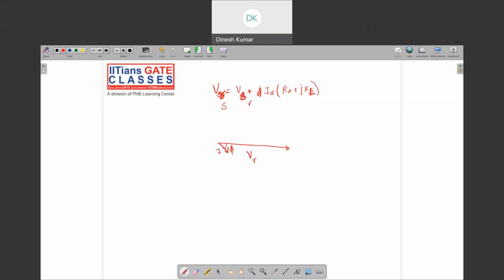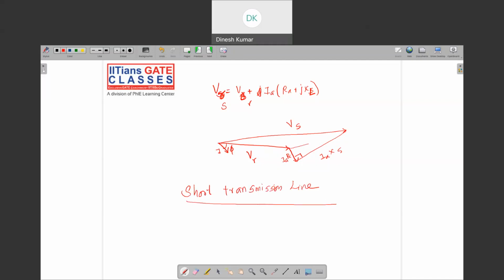Okay. Now we can add I this way, so Ia Ra is coming this way, parallel to Ia, and perpendicular to this will be Ia into Xs, and this will be the sending voltage. Okay. This will be the phasor diagram for a short transmission line. So this will be Ia into Zs.